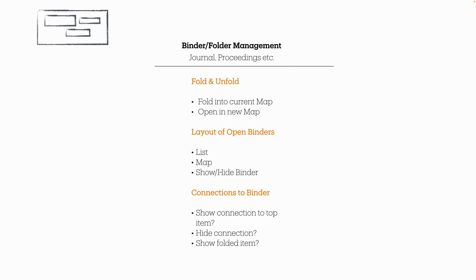And if we look at the notion of the binder or folder, it gets a little complex because if you open up a journal, let's say Hypertext 25, what happens? How is it shown? Is it shown as a list? Is it shown as a kind of a map? What happens when you hide it again? Where does it go? How visually is it shown to the end user that there is more in here?